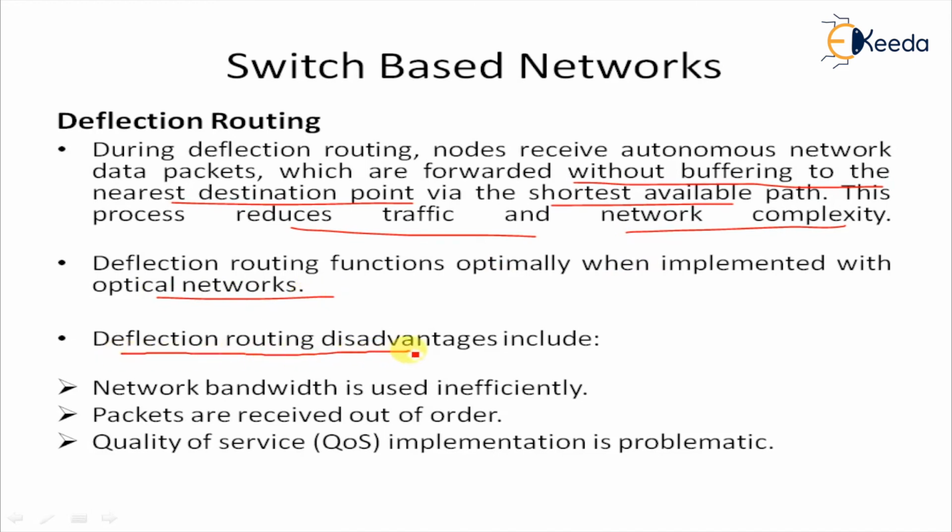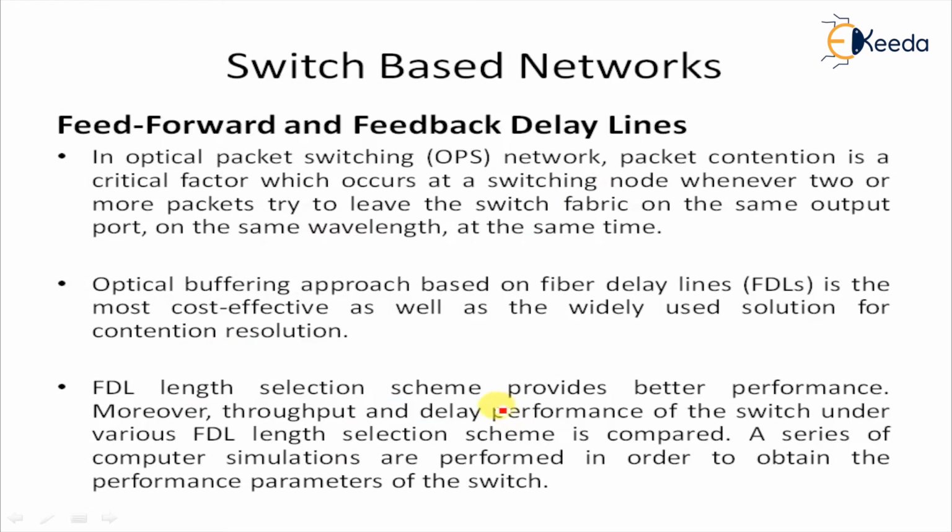Deflection routing has disadvantages. The network bandwidth is used inefficiently, because in each case the data is sent without buffering to the nearby destinations. Packets are received out of order because they are not in a buffer stage, so there is no acknowledgement considered for the data received on the particular path, or when a number of packets are received simultaneously. And third, QoS, meaning quality of service, is problematic to implement because in some scenarios there are retransmissions, failed packets and lost packets.